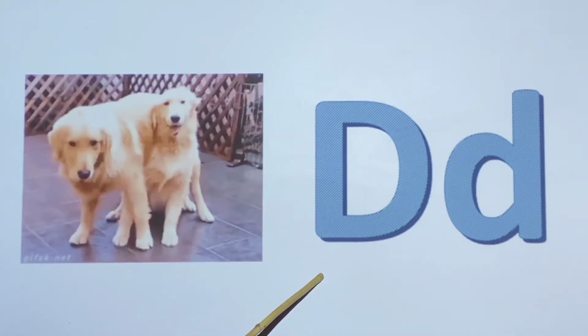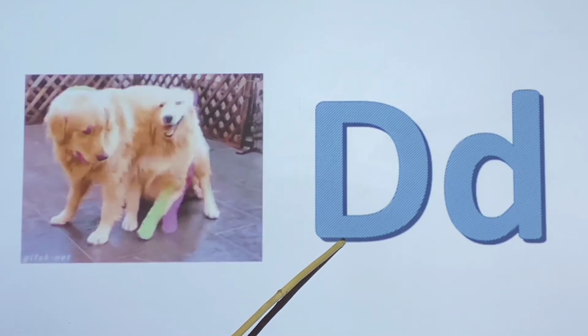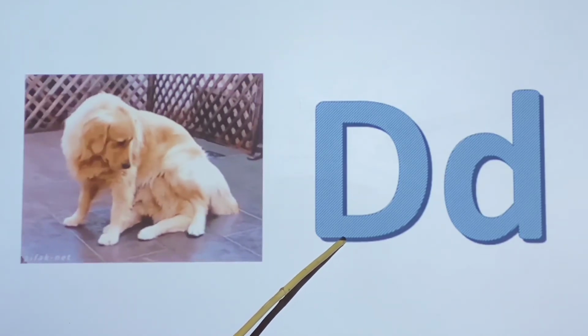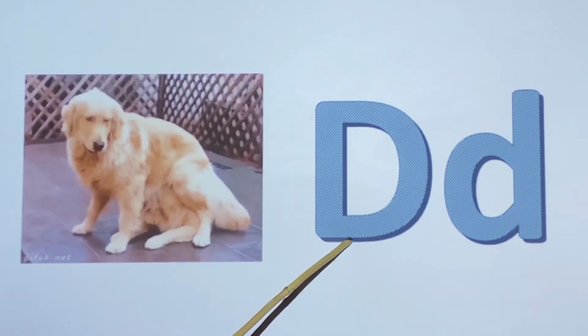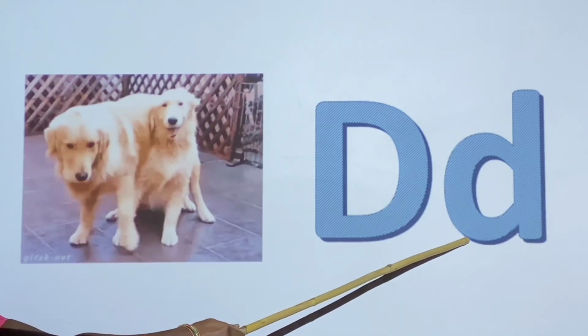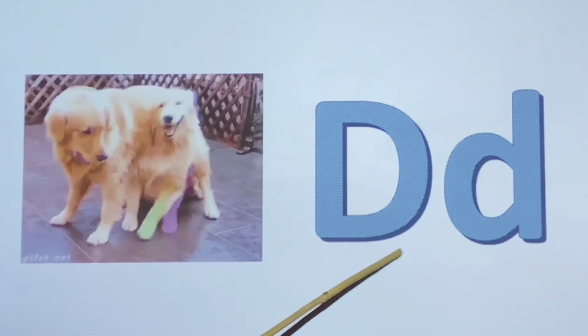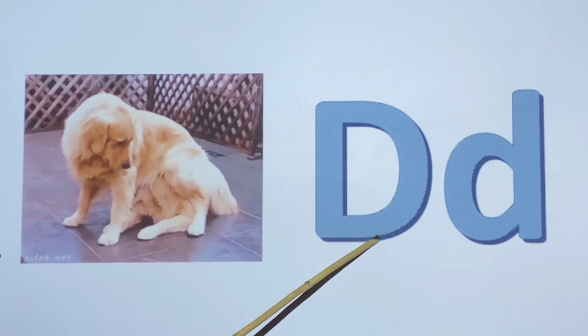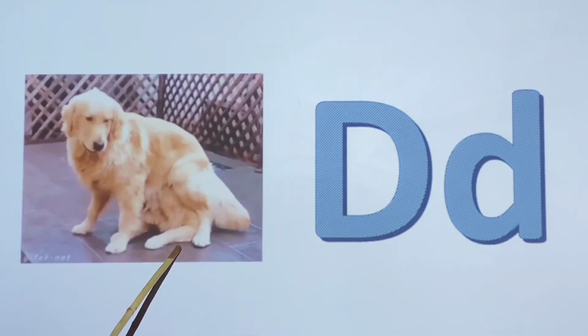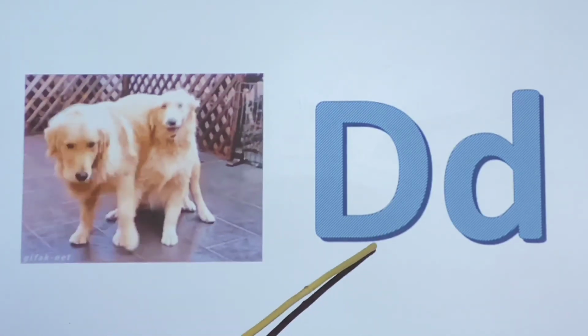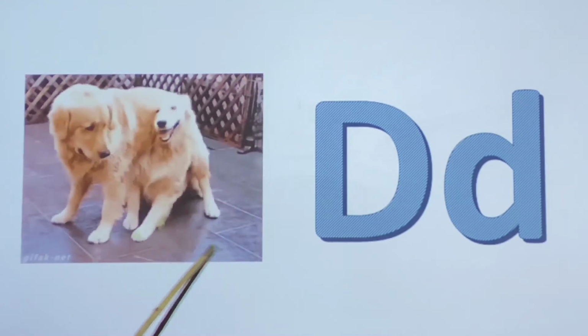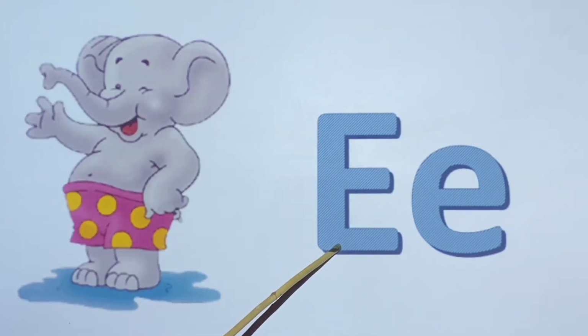And the next one, D after C. Very good. What is this letter? Capital D. And the next, see here. Small d. Capital D and small d. D for? Yes, it is dog. D for dog.